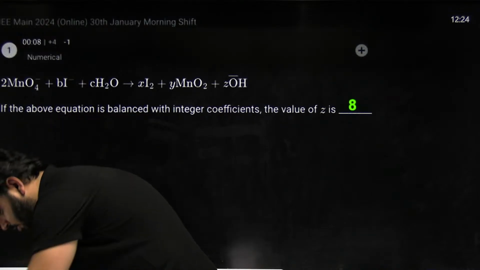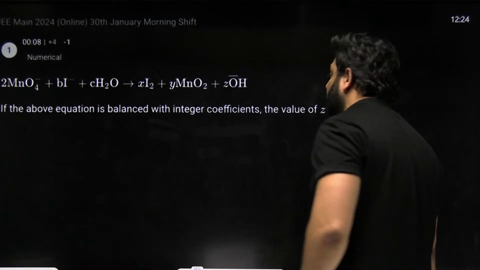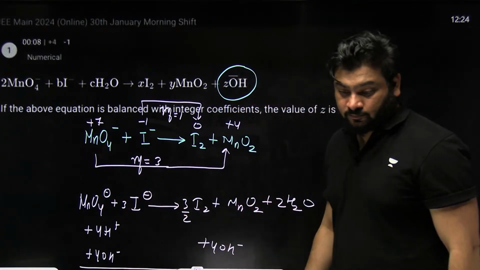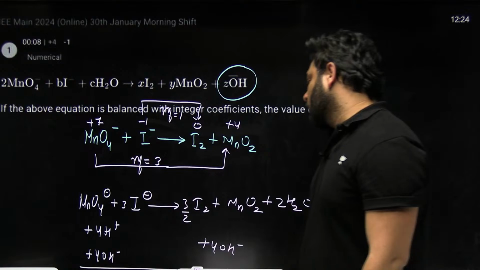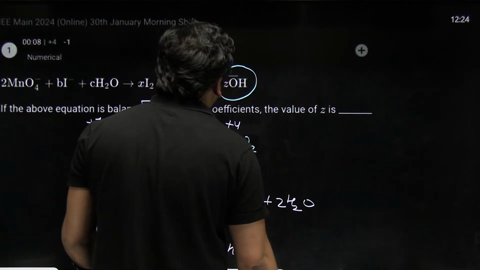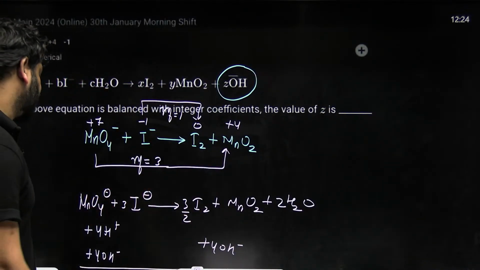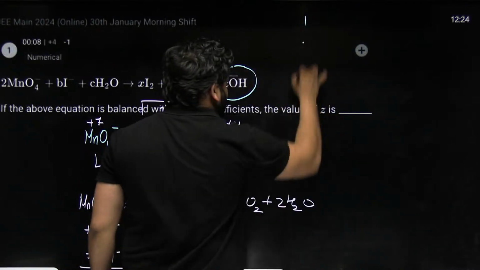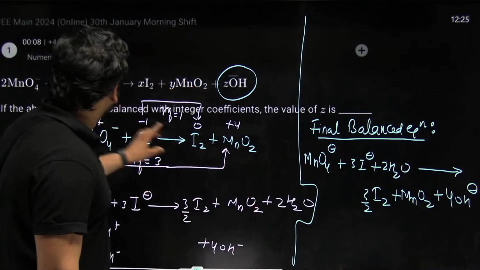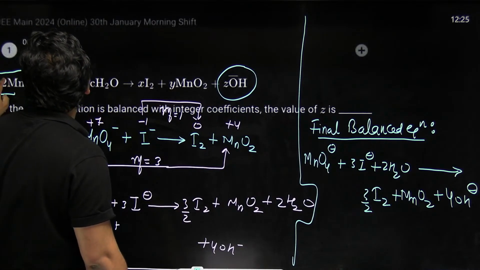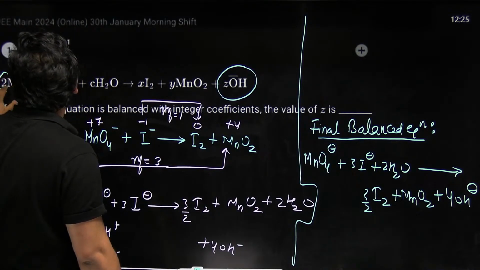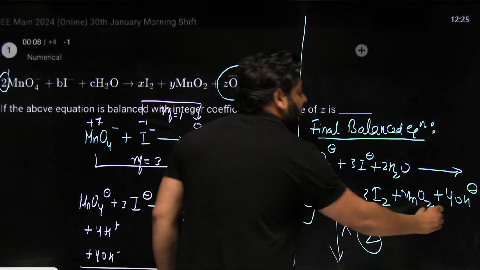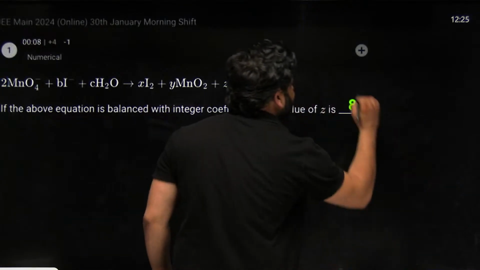I'll give you the correct answer. Why is it 8, by the way? Because here we have taken 1 MnO4. Getting me? We are taking 1 MnO4. So if you make it 2 MnO4, then you will get 8 OH minus. So let me write the correct final equation. Let's not get confused. The main equation has how many MnO4? 2. Make it 2. Then simply multiply this equation by 2. And then how many OH minus can you get? 8 is the correct answer.